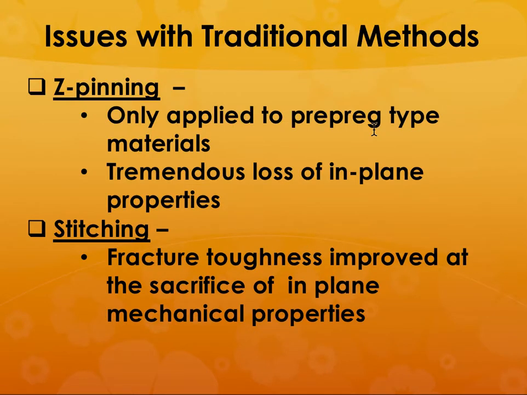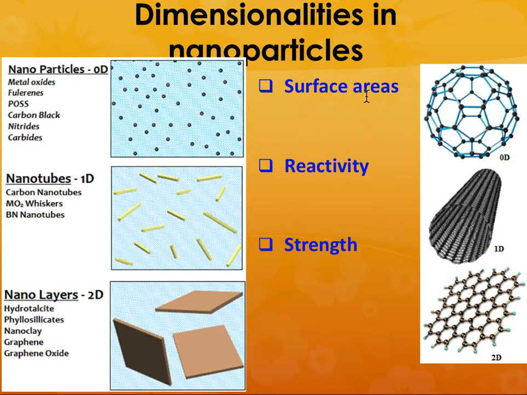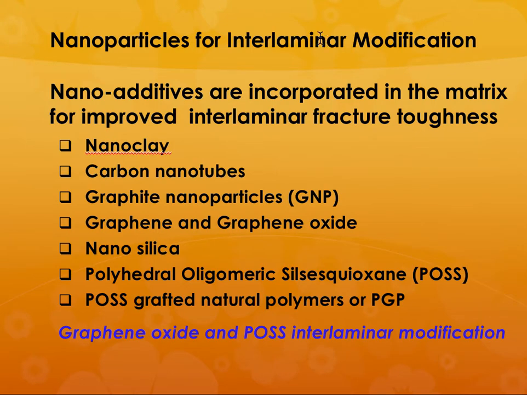So we have come up with ways to do that by adding nanoparticles. And we have added nano clay, we have added carbon nanotubes, we have added graphite nanoparticles, or graphene and graphene oxide, or nanosilica, or what is called polyhedral oligomeric silsesquioxane, or POSS. And we have also tested a functionalized variety of POSS, which is called POSS grafted natural polymer.